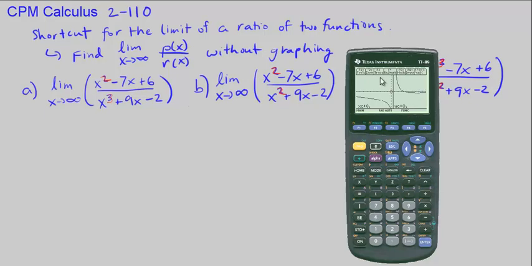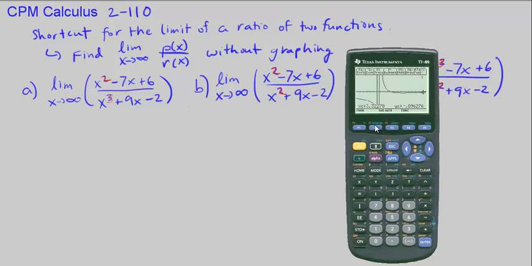Let's trace because we want to look at the value as x goes to infinity. As x gets larger and larger, what's happening to y? Here y is negative 1.6, negative 1.5, negative 1.3. So it keeps getting smaller and smaller, or closer to 0. I guess it's negative, so just getting closer to 0.